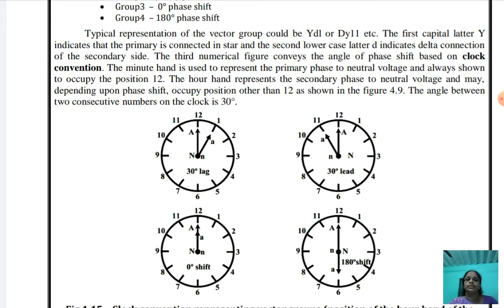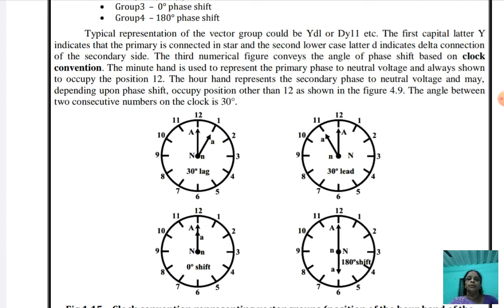The 1 o'clock is the hour hand only, that is the small arrow mark. The 12 o'clock arrow mark represents the minute hand only. So the 1 o'clock position represents the minus 30 degree phase shift or 30 degree lag. The second one is the 11 o'clock position, which is the plus 30 degree phase shift, or the 30 degree lead.